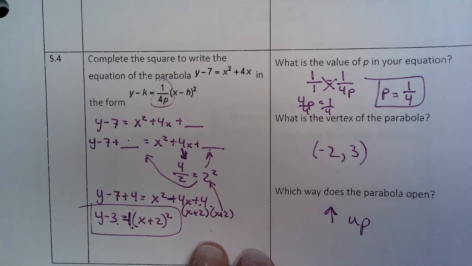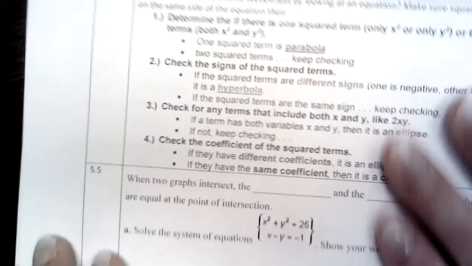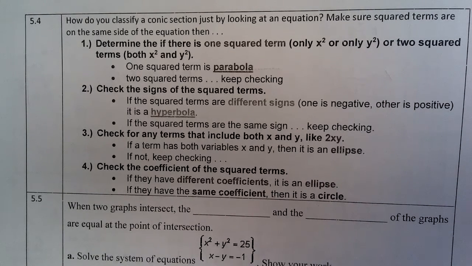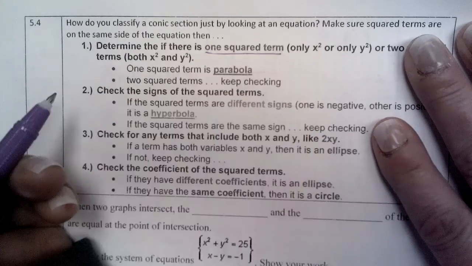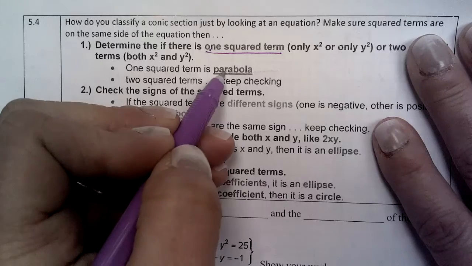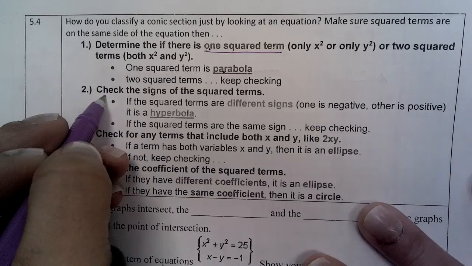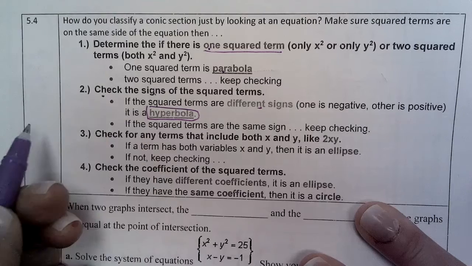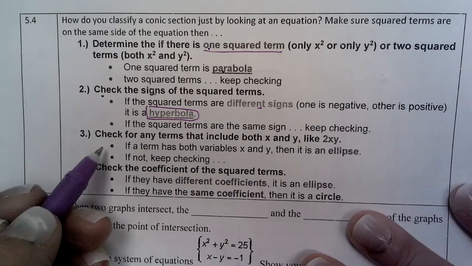And I believe, let me double check, but I think that is it for 5.4. Oh, nope, there's one more little thing in 5.4. All right, so 5.4, this tells you how you can tell if things are a parabola, a hyperbola, an ellipse, or a circle. So the very first thing you should check for is to see if there is only one squared term. If there's only one squared term, it has to be a parabola. If not, then you're going to move on to step 2. So step 2 says check the signs, because if the signs are different, it's a hyperbola. Otherwise, it's going to be either an ellipse, okay, or a circle.